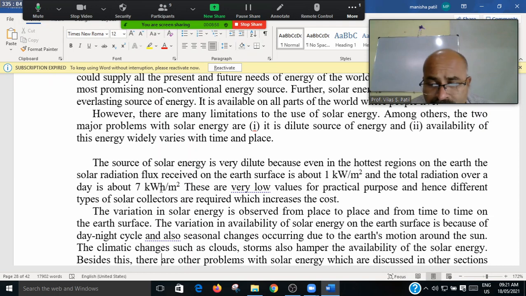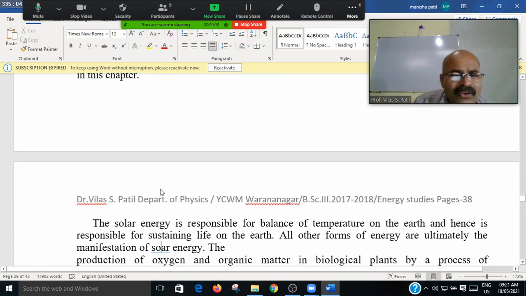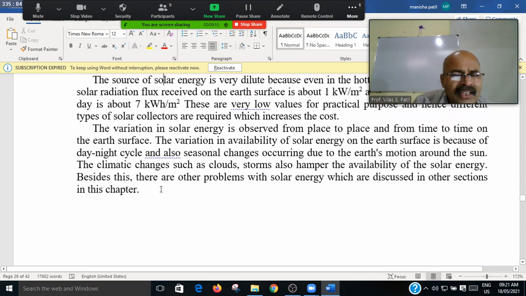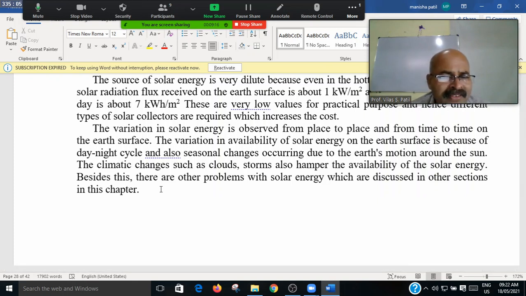That is the value of the practical purpose, and hence different types of solar collectors are to be used to increase the efficiency. The variation of solar energy is observed from place to place and from time to time on the Earth's surface.